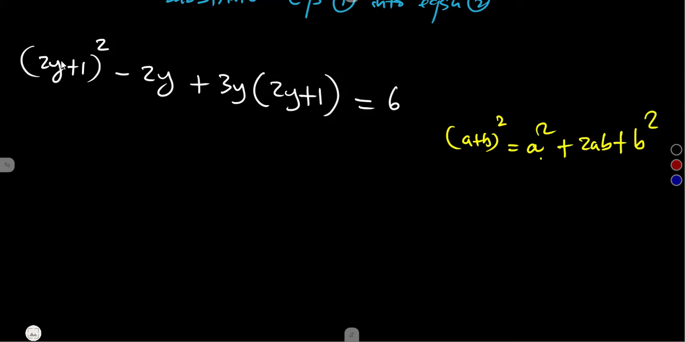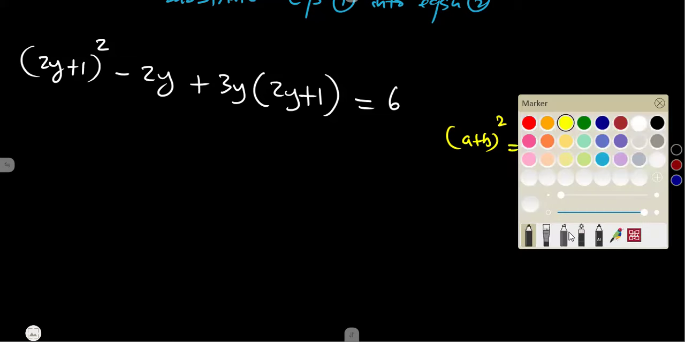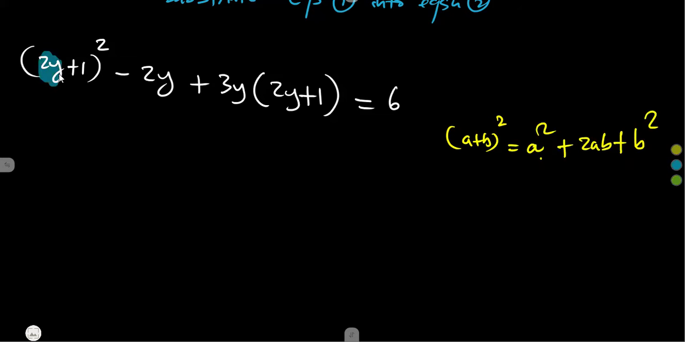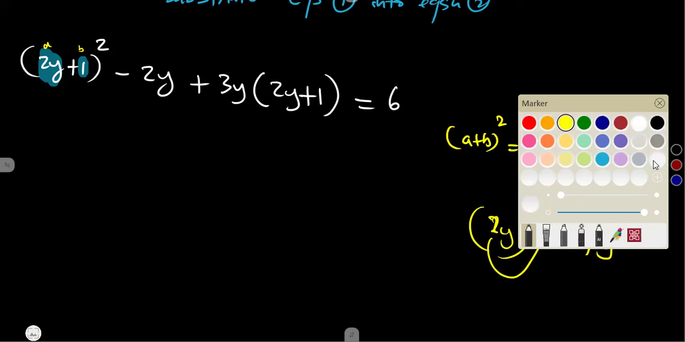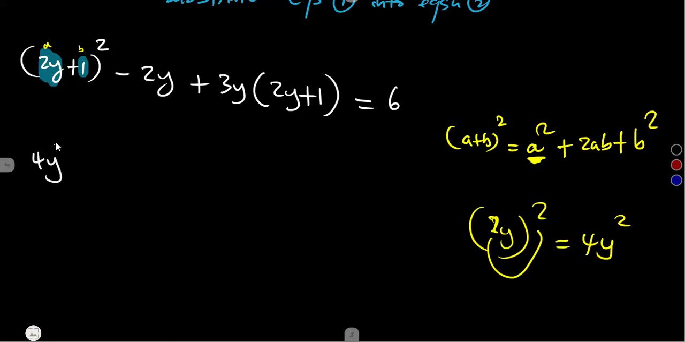A being the first term, so that's a squared. What is our first term in this presentation? This is your first term, and this is your last. So we are given a, and we are also given our b here. So we need a squared, 2y squared. So that's 2 squared, which is 4y squared. So this one, the first part, we're going to get 4y squared plus 2ab. That's 2 times our a, which is 2y, times our b, which is 1.